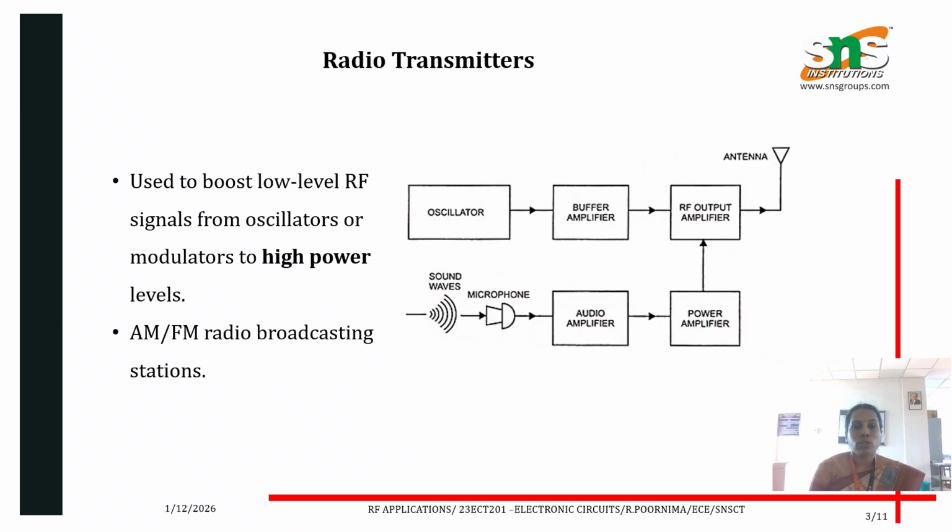In radio transmitters, we need power amplifiers to boost the low level radio frequency signals from the oscillators or modulators. So it is to be converted to a high power level, like AM, FM radio broadcasting stations. The input signal to be amplified consists of an audio amplifier and power amplifiers. The amplified signal is given to the last section of the transmitter. It also consists of an oscillator to generate the high frequency signal, and it is transmitted using the antenna.